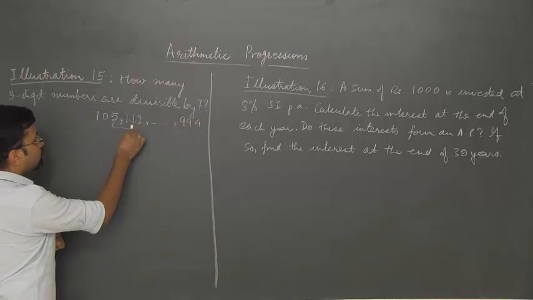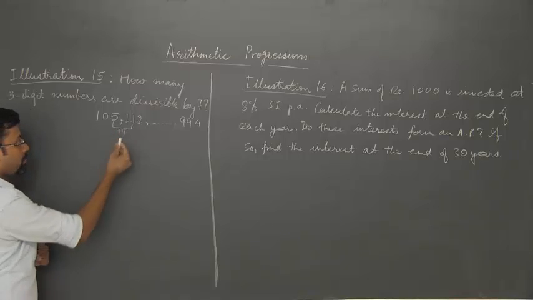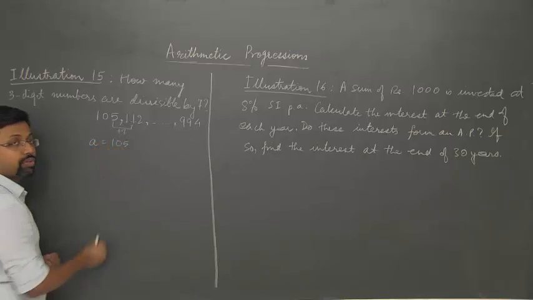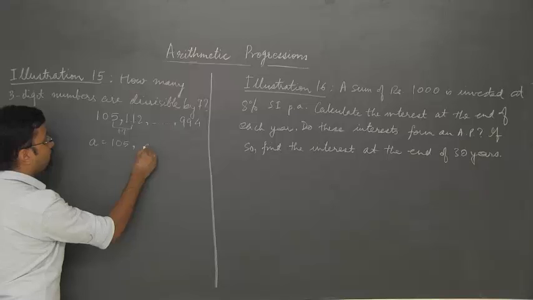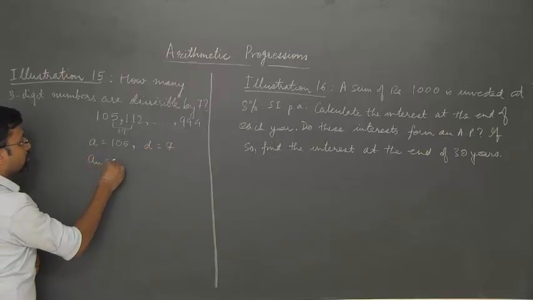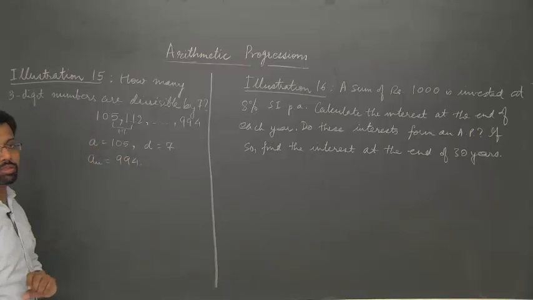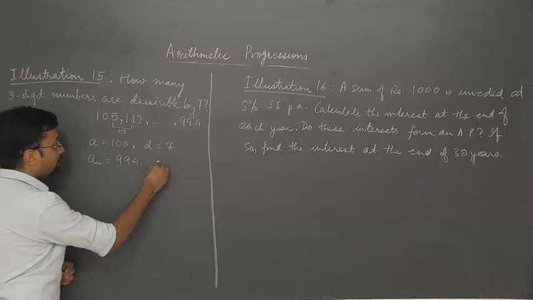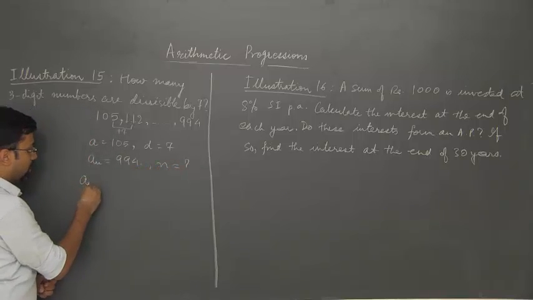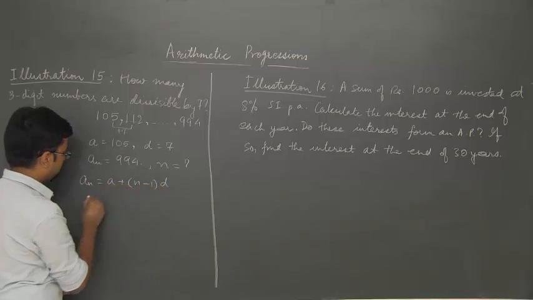So the first number and the last 3-digit number we have to find out which is divisible by 7. We observe that this will turn out to be an AP with common difference of 7. So we have A equal to 105, which is the first term. The common difference D is equal to 7, and AN, which is the last term, is 994. Now we have to find how many numbers are there. So we basically have to find out the value of N. How do we find it out? It's AN equal to A plus N minus 1 into D.